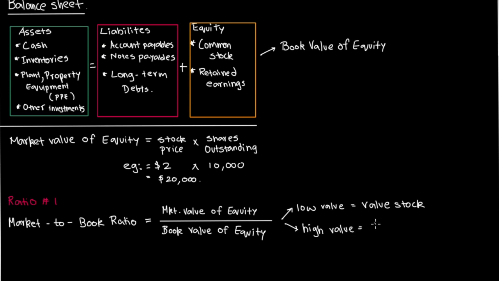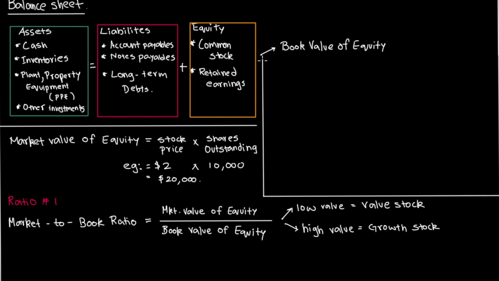In a high ratio, the market value of equity is really high and the book value of equity is very low. What happens here is that people believe that this company will grow in the near future, and that is how the ratio is justified. Okay, so let us go on to visiting more interesting topics.